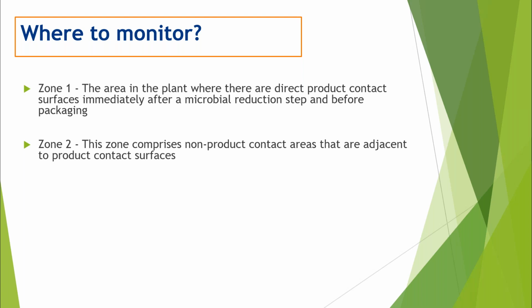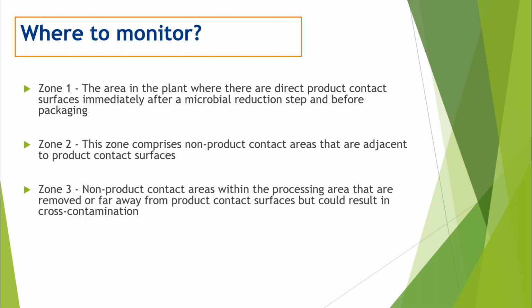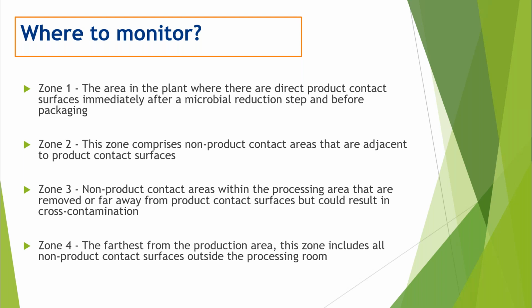Zone 2 is effectively the area right adjacent. So if zone 1 is a conveyor belt, then zone 2 is the support structure right next to the conveyor belt. So by looking at zone 2, it can give you an indication if you have a zone 1 problem. Zone 3 is still in your production area or processing area, but it is not adjacent to zone 1. And zone 4 is outside of the processing area, but can give you an indication if you have outward threats, or in your break rooms or things like that.